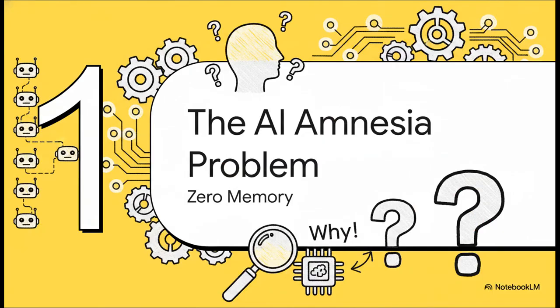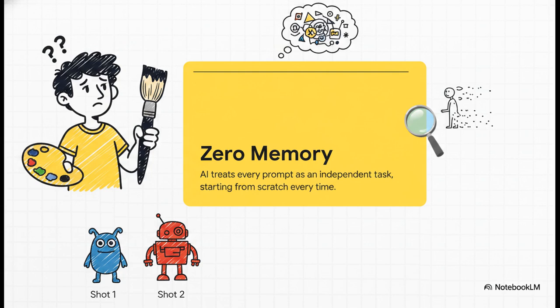All right, kicking things off with Section 1, the AI amnesia problem. Understanding the why here is absolutely crucial to mastering the how. Okay, so the core of the issue is this concept called zero memory. Imagine your AI generator is this brilliantly talented, hyper-creative artist who also happens to have total, instantaneous amnesia.